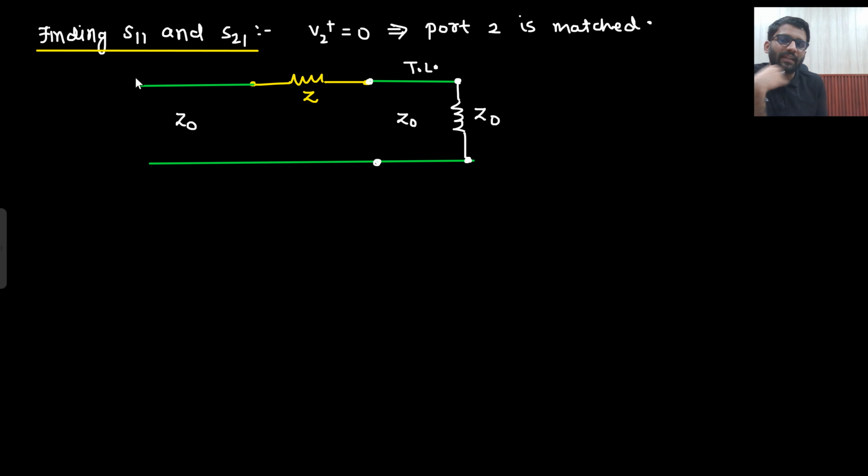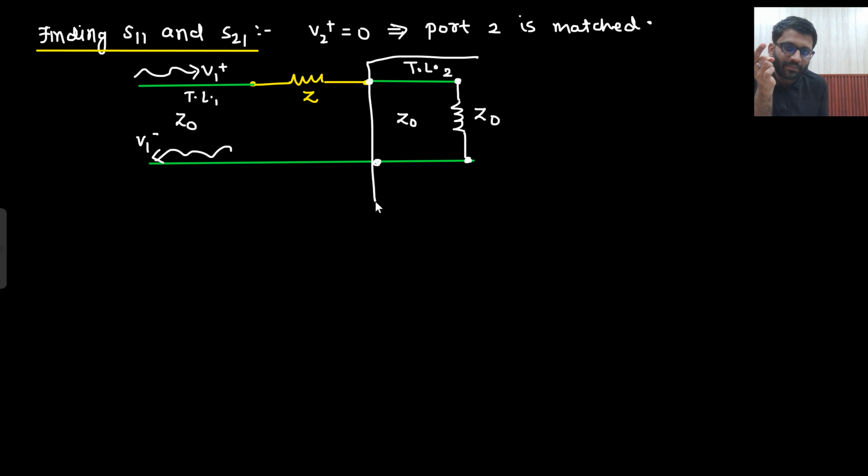Transmission line 2. Now what is my task? I had sent V1 plus here, and V1 minus will be reflected back. So now I need to find the reflection coefficient. How will I find it? This is your transmission line 2, this was your transmission line 1. Now look at only this portion. A transmission line having Z naught characteristic impedance and load Z naught as well. This much of transmission line can be replaced with Z naught impedance.